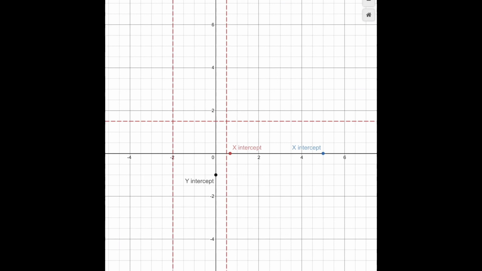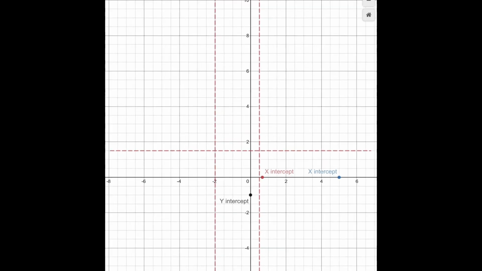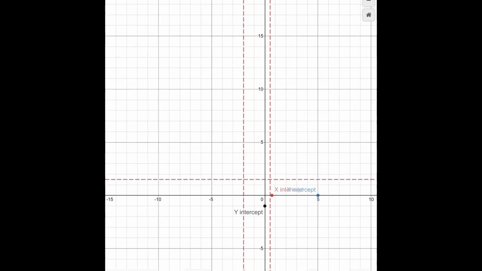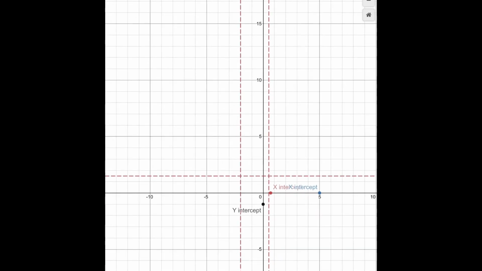I know that I'll never cross my vertical asymptote. And I know that over time, as I get closer to infinity, I'm going to approach this horizontal asymptote. So let me show you guys how you would go ahead and complete a graph like this. Let's see how we would complete a graph like this.